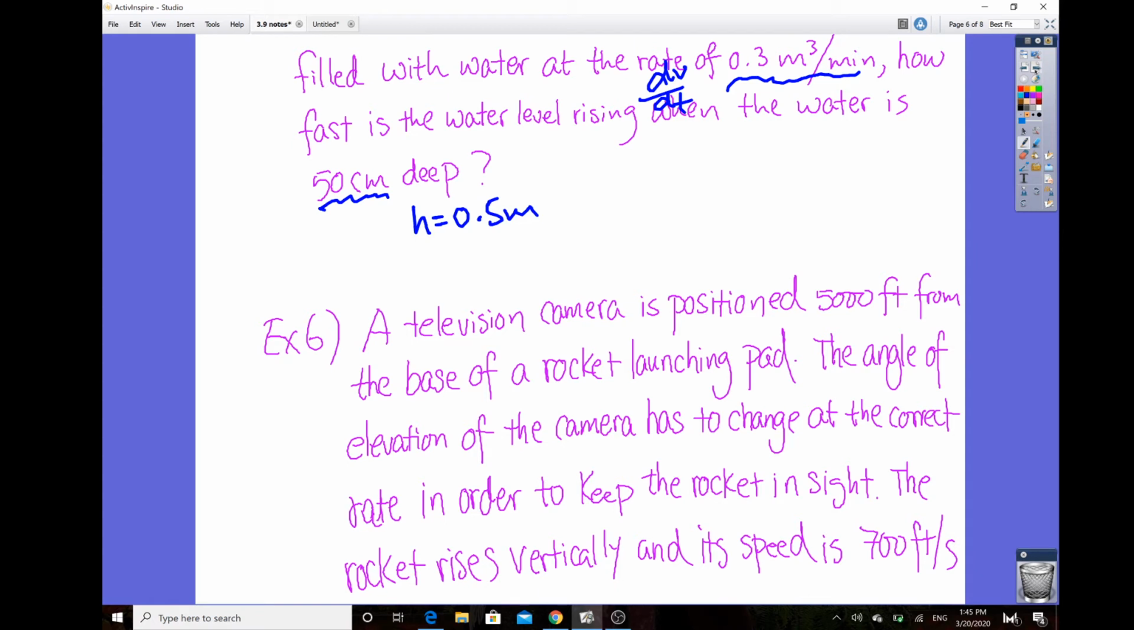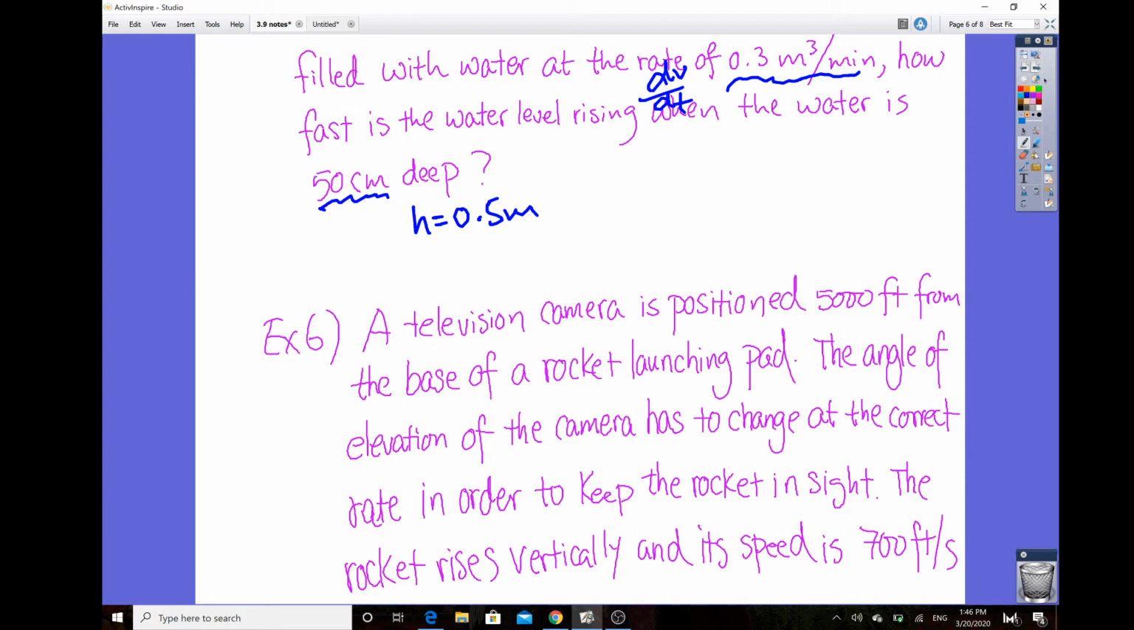dV over dt, so that's 0.3 cubic meter per minute. And then we need to find out the rate of change of the height of the water when the water is 50 centimeters deep. Okay, so let's find out.